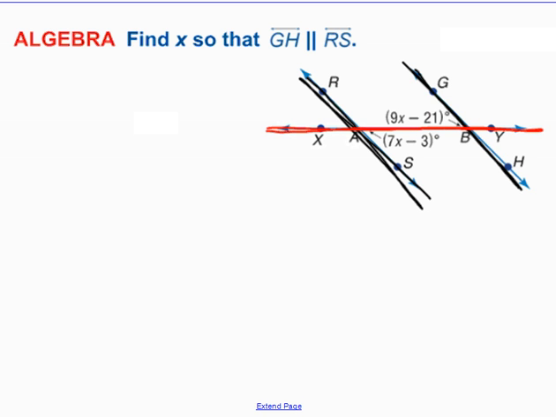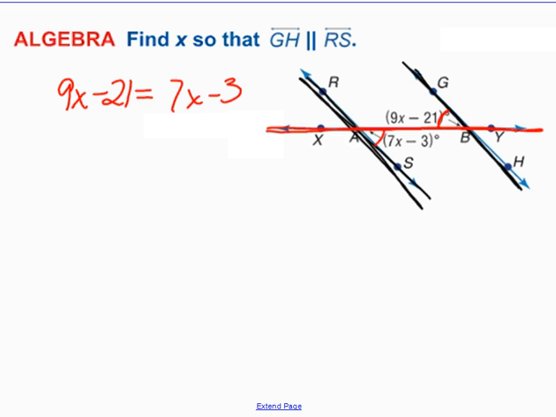Okay, so in this transversal, those are alternate interior angles. This angle right here and this angle right here. Alternate interior angles are congruent. That's what it says up above. That again means we set them equal. So we're going to take 9x minus 21 and set it equal to 7x minus 3.